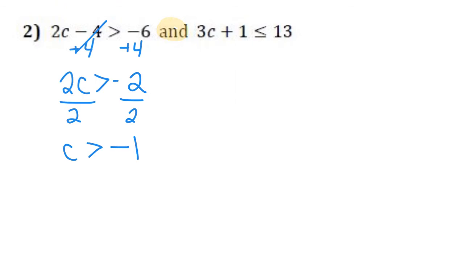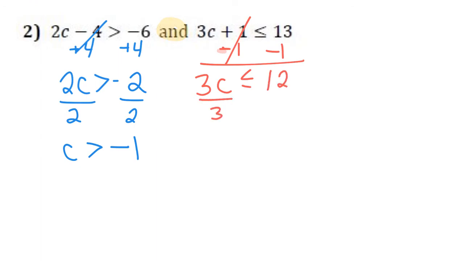All right, moving on to our second inequality. Let's get started with a -1. Okay, bring down the 3c is less than or equal to, I think we're at 12, and divide each side by 3. So c is less than or equal to 4.